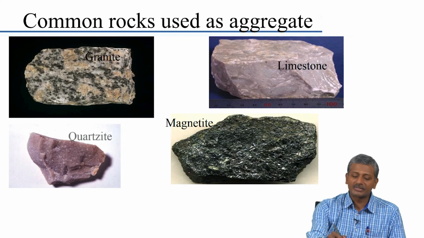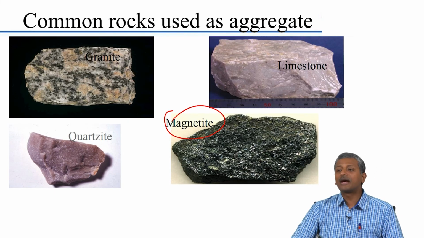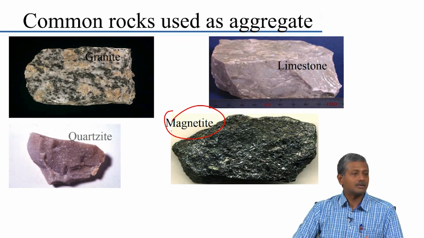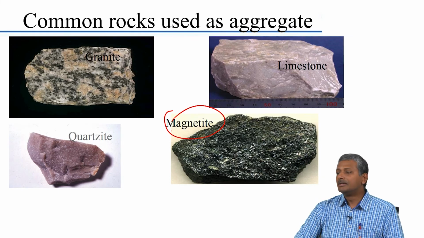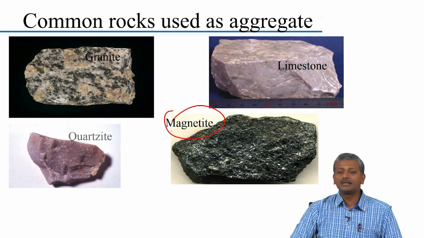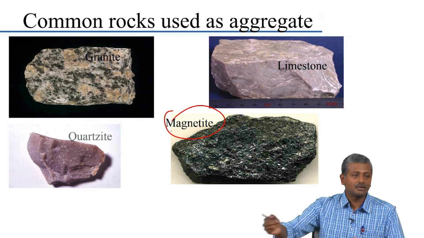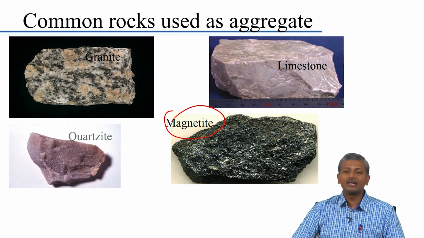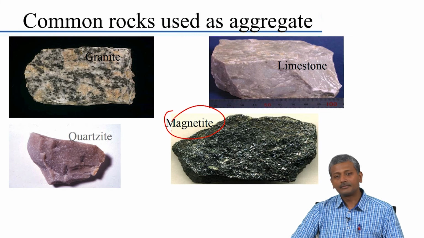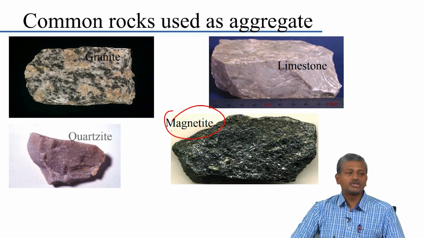Where is magnetite used as aggregate? For high density concrete, because magnetite is made with iron. Because of that, it lends a very high density to the aggregate, which contributes the density to the concrete. And where do you need high density concrete? For nuclear radiation shielding, right?